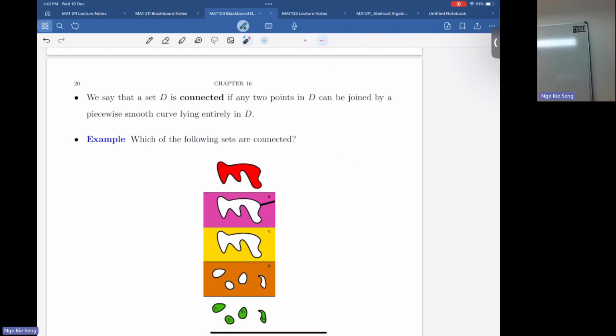A set D is connected if any two points in D can be joined by a piecewise smooth curve lying entirely in D. Does this make sense or not? When we say two things are connected, we say there's a path that connects them.